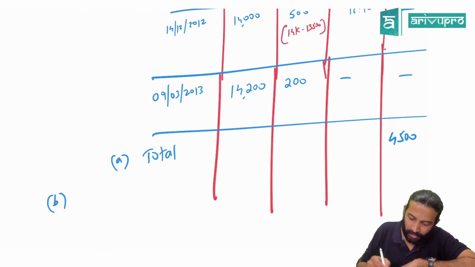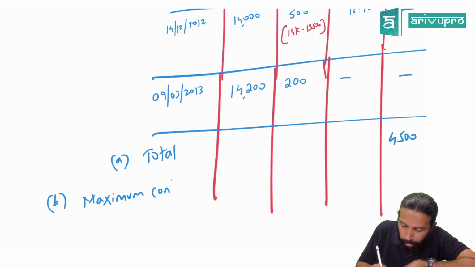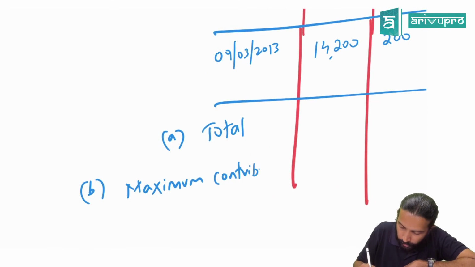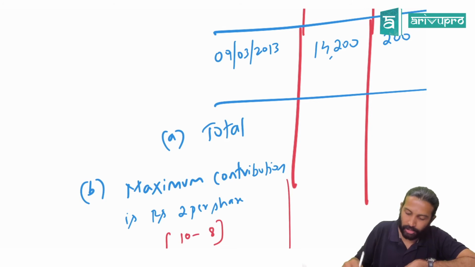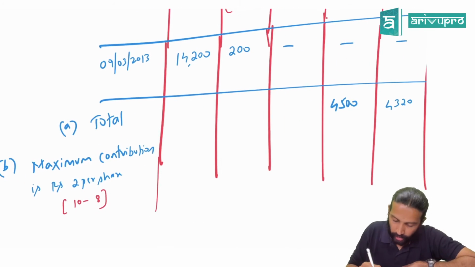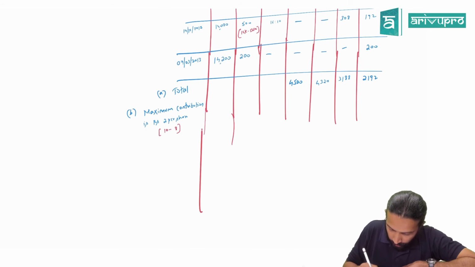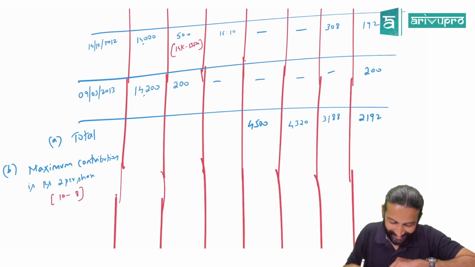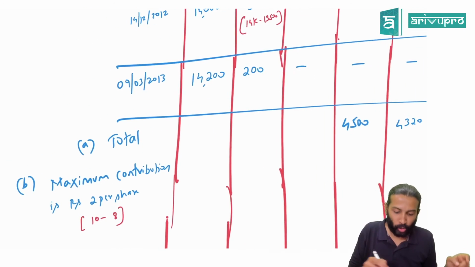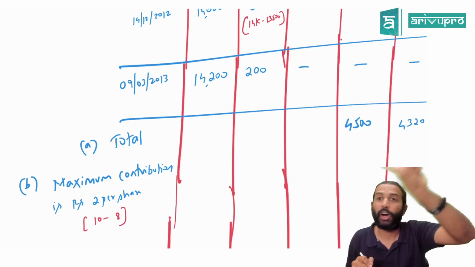So the maximum contribution is 2 rupees. So next line, we write point number B, maximum contribution. How much is that maximum contribution? Rupees 2 per share. How did we get 2 per share? Face value is 10 rupees. Paid up value is 8. So the maximum each shareholder can contribute is only 2. So on one share, maximum contribution is 2 per share.